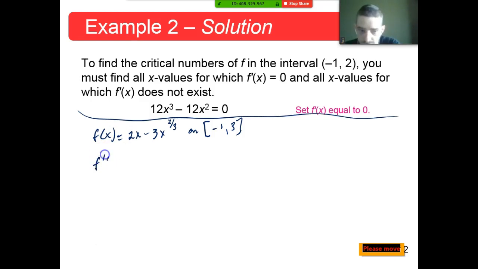Take a derivative. F prime of x is equal to 2. Help me, this is the hard part. I need help here. 2 minus 2x to the, negative 1/3. -1/3. Excellent. Okay. 2 minus 2x to the -1/3.